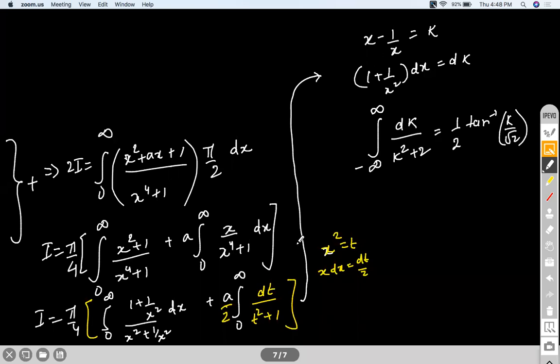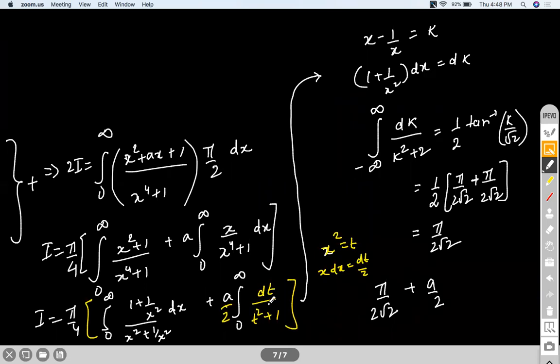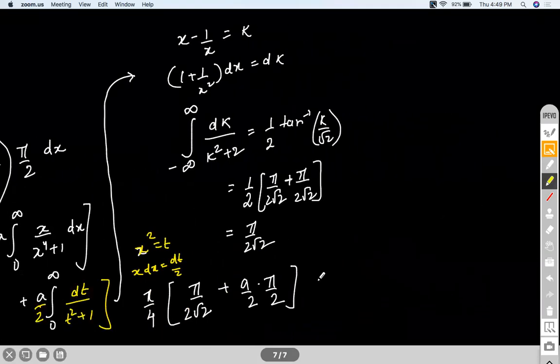When you put infinity, it becomes pi by 2 root 2. And minus infinity will become minus of minus pi by root 2, so it will become plus this, which is nothing but pi by 2 root 2 itself. So the first integral evaluates as pi by 2 root 2. The second integral is nothing but a by 2 tan inverse of t, which is again pi by 2. Remember, there was a pi by 4 factor outside. Don't forget that. So finally, your result becomes pi square by 8 root 2 plus pi square a by 16.